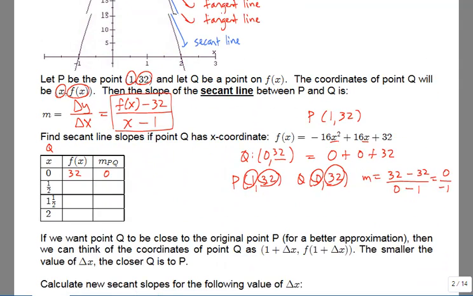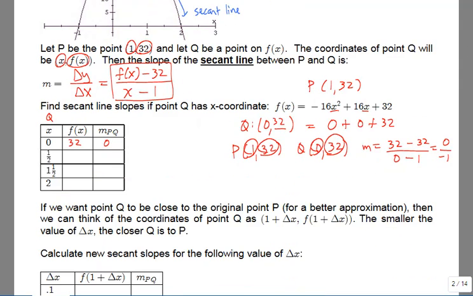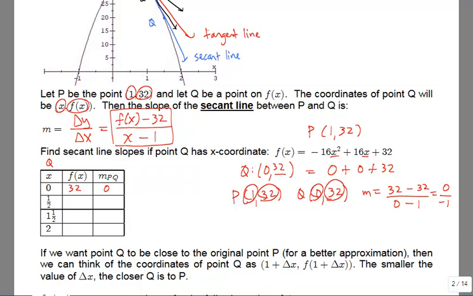Okay? So let's try this again with a better choice for Q. Let's not be quite so far away. On our next choice of Q, now we're going to let x be a half, which would be this point up here. And so you can see that that secant line, whatever its slope is, should be a much better approximation to our red tangent line than our first choice was, which was horizontal. So let's calculate what this new secant slope is going to be.